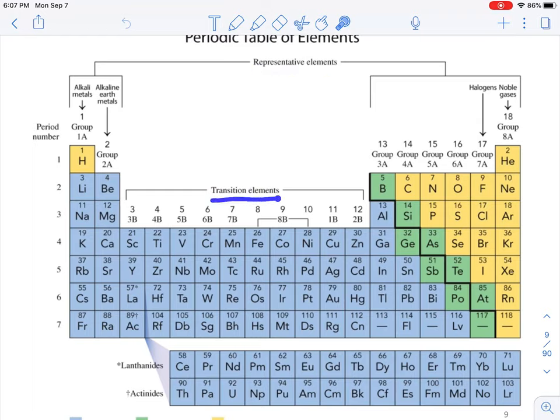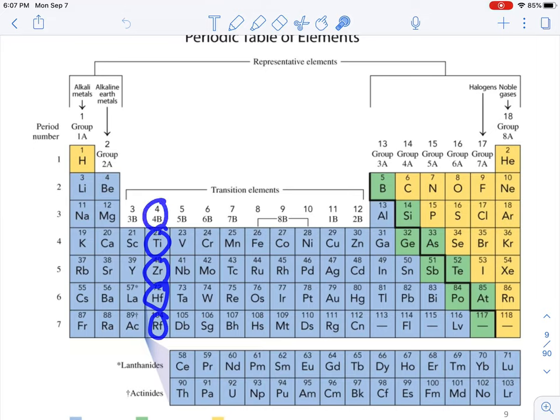Now the transition elements are going to be marked by the number of the group. So this is 3 followed by the letter B, whether it's capitalized or lowercase. So scandium and all of these elements over here, yttrium, lanthanum, and actinium, all 4 of these elements belong to group 3B. Here we have titanium, zirconium, hafnium, and rutherfordium. That's going to be group 4B. Okay, and then the list continues.